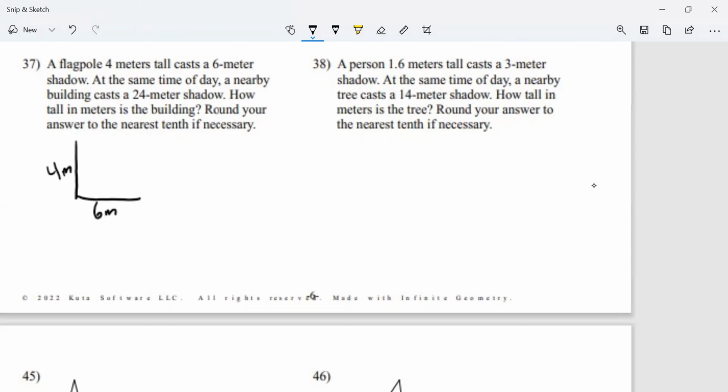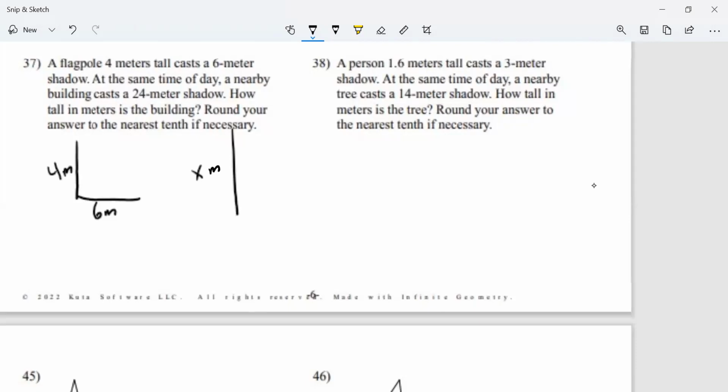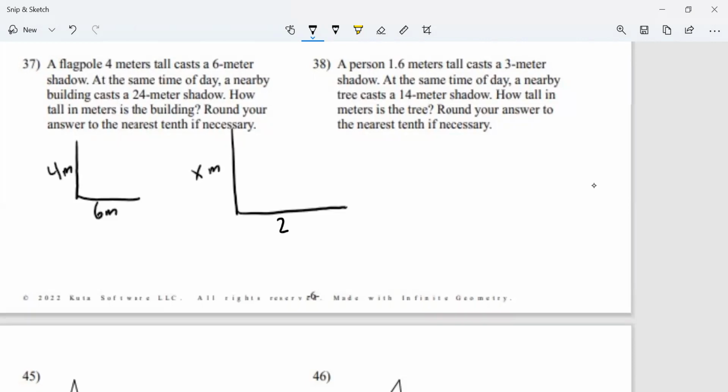Okay, so the flagpole is 4 meters tall and the shadow is 6 meters. At the same time of the day, a nearby building casts a 24-meter shadow. I'm going to say here's the building at the side. I don't know how tall the building is, so let me just call it X meters. So I don't know how tall it is, but the shadow on the bottom is 24 meters. Now the question is how tall in meters is the building, right? Obviously, I don't know how big it is. I'm going to be able to solve this.